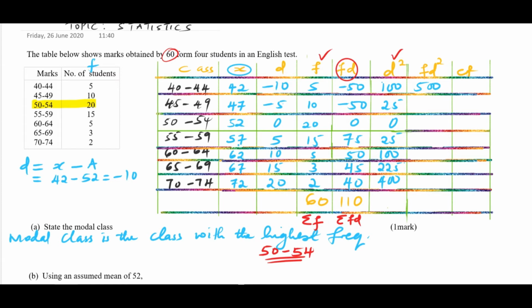Next one is 250, this is 0, 375, this is 500, 675, and this is 800. The next thing is to obtain the summation of fd squared, adding the whole of this column: 500 plus 250 plus 0 plus 375 plus 500 plus 675 plus 800, that gives 3100.